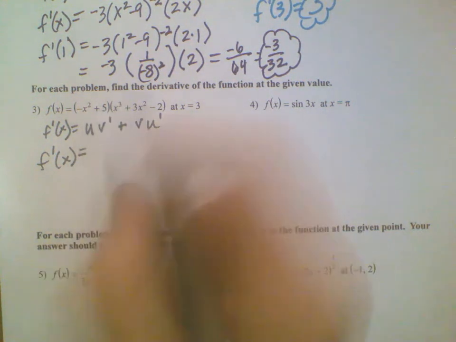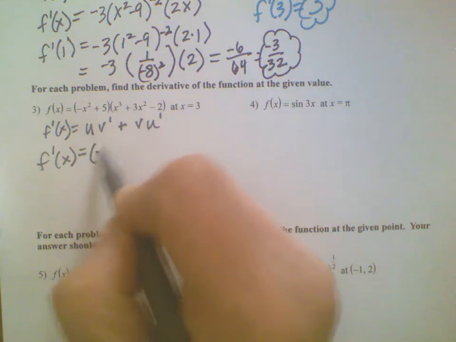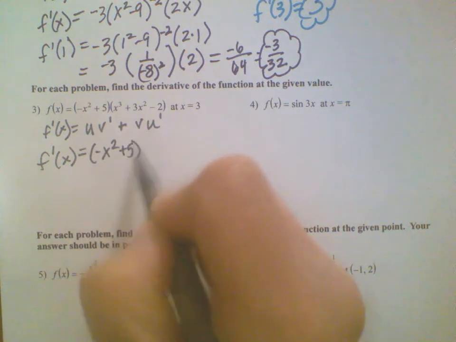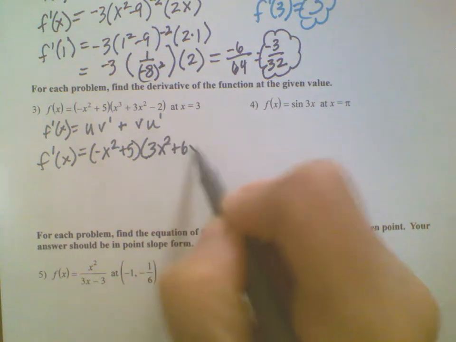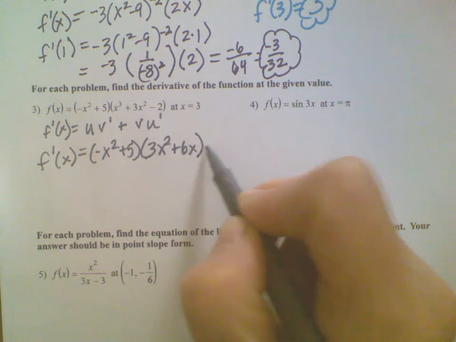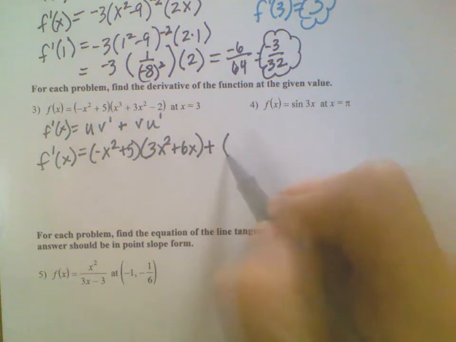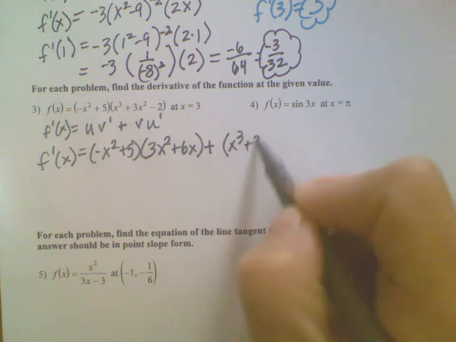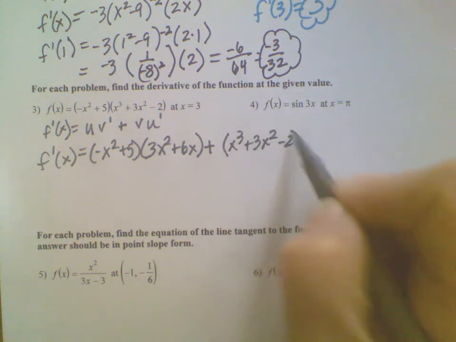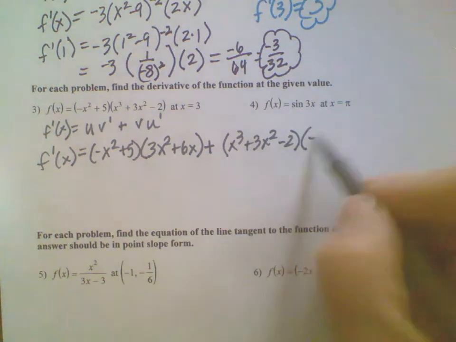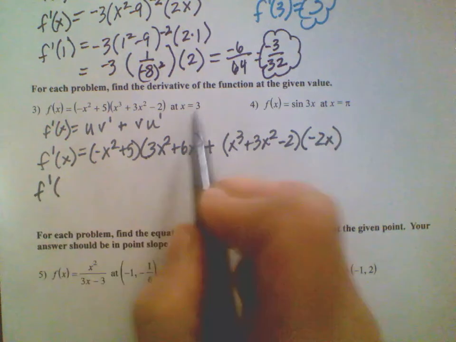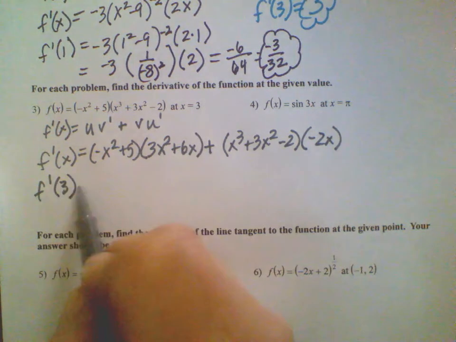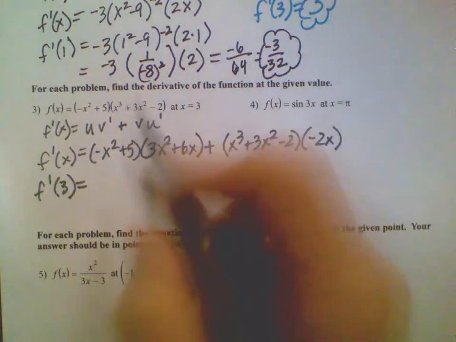So I'm going to do negative x squared plus 5 times the derivative of the second, 3x squared plus 6x, plus x cubed plus 3x squared minus 2 times the derivative of the first, negative 2x. And then to find my slope, I plug 3 in and just work through and do the math.